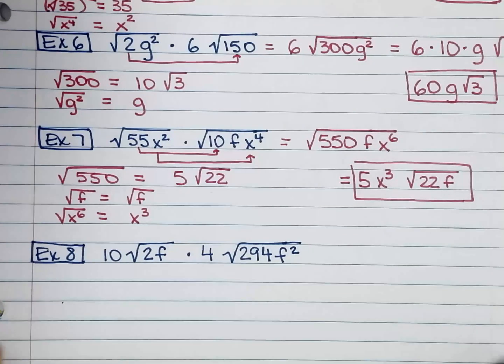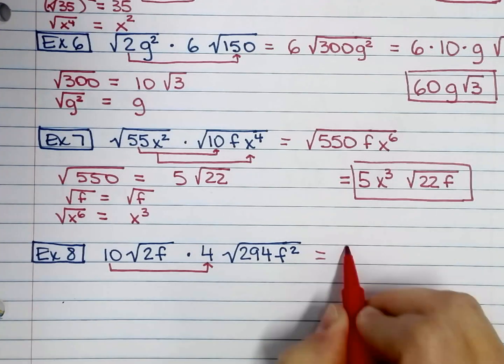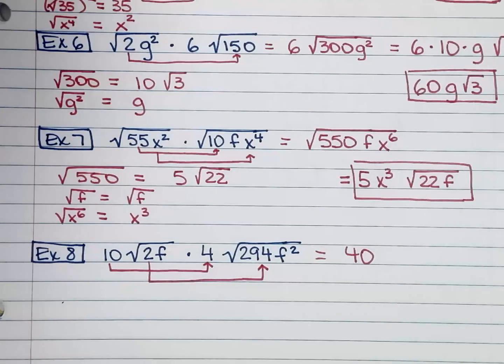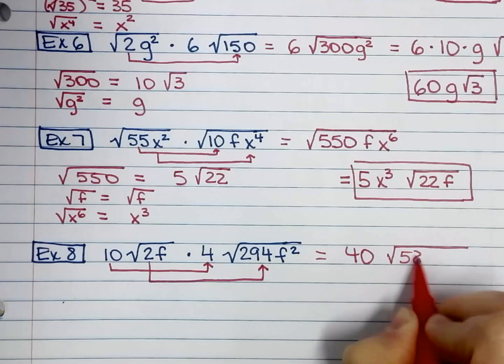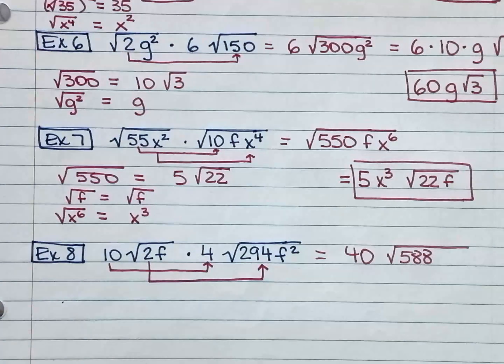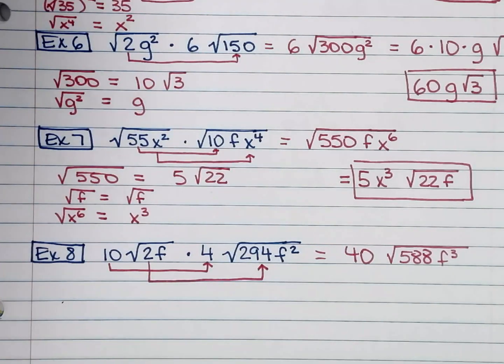Last one. I wanted to have one with 2 numbers on the outside of the root. So we're going to multiply them separately. So 10 times 4, 40 right there. And I'm going to multiply what's inside the square root. So 2 times 294, you have square root of 588. F times f squared, I have f to the 3rd power because you're adding the exponents.